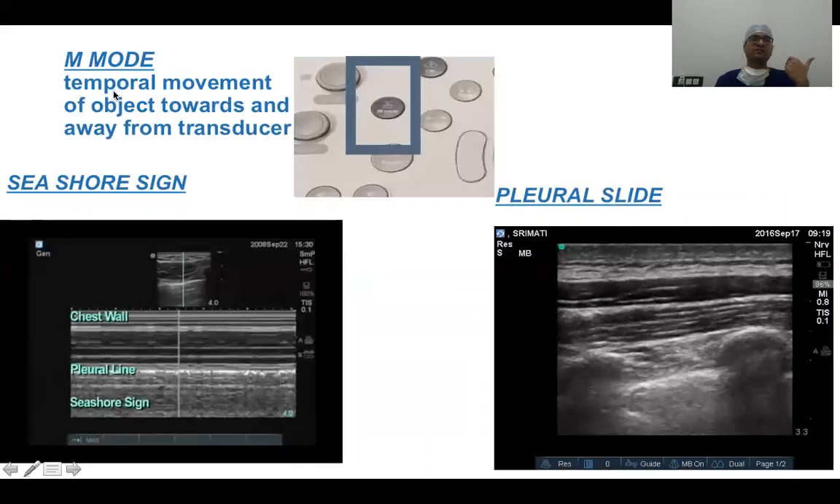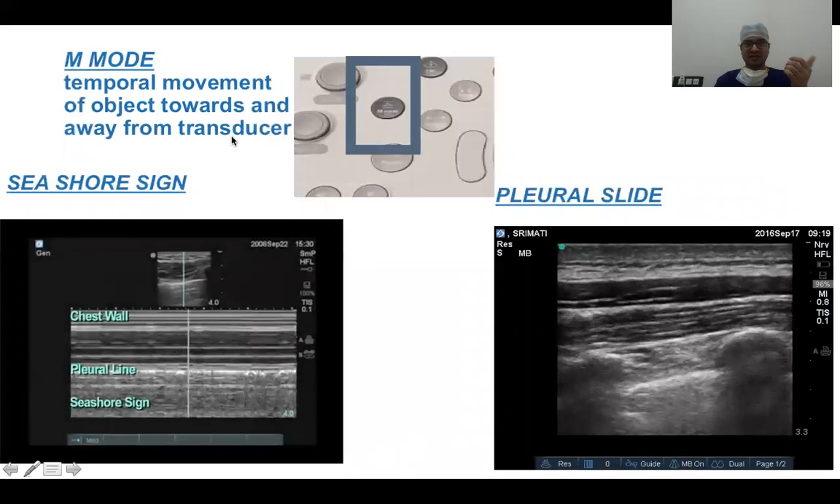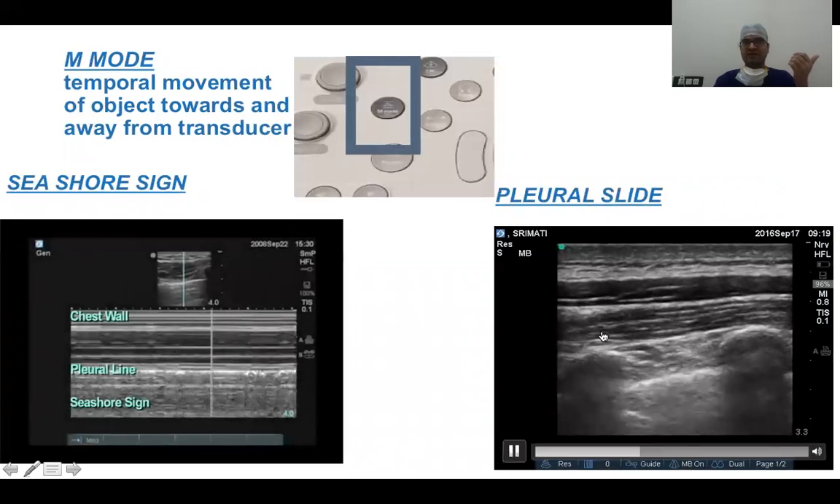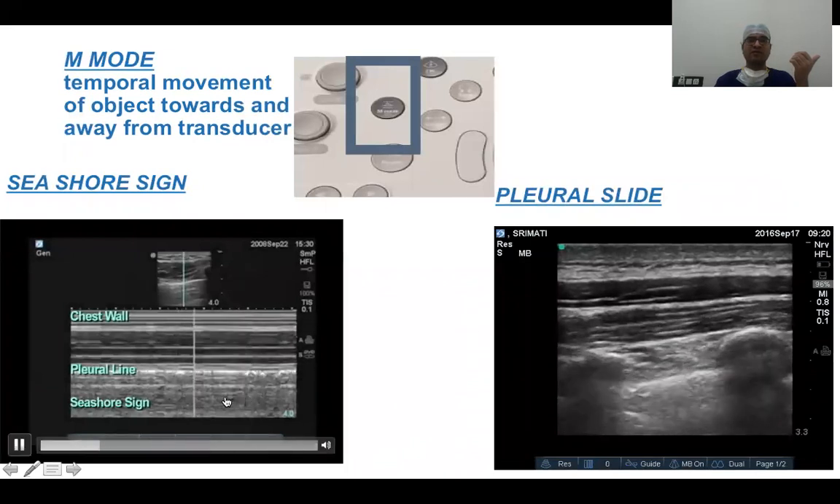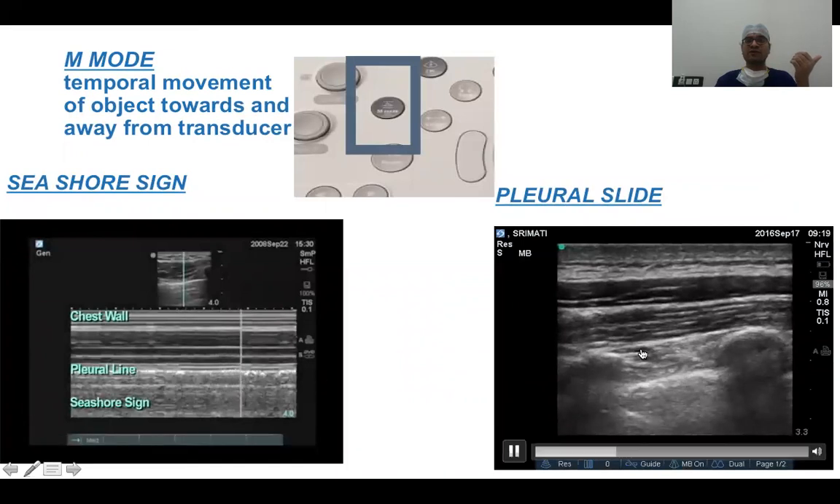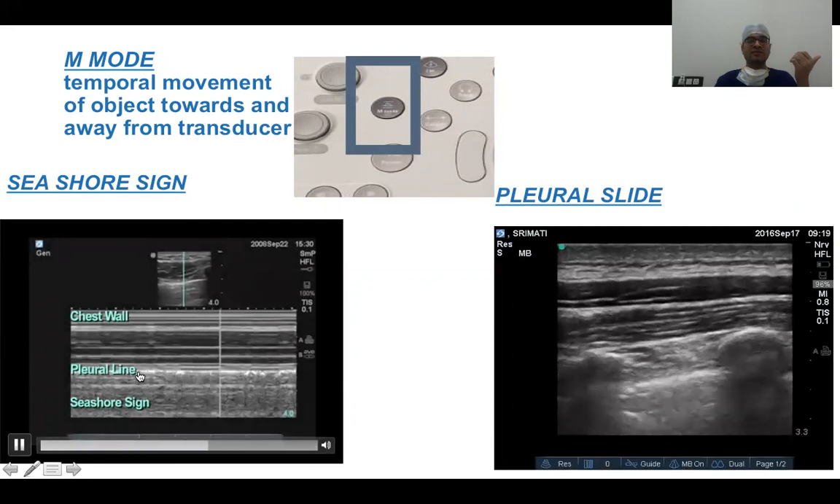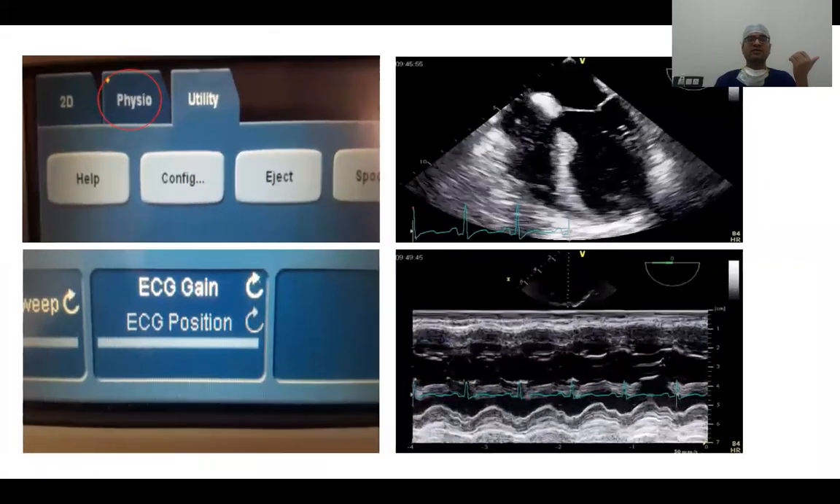Next is M mode. In M mode, the temporal resolution is highest, so the temporal movement of the object towards and away from the transducer can be seen. There is a button here. We can see the pleural line, the pleural slide here. If we put it in M mode, we can see the seashore sign. The absence of the seashore sign, or absence of this fine movement of the pleura, will result in the barcode sign, which can be seen in pneumothorax. So it has the highest temporal resolution.